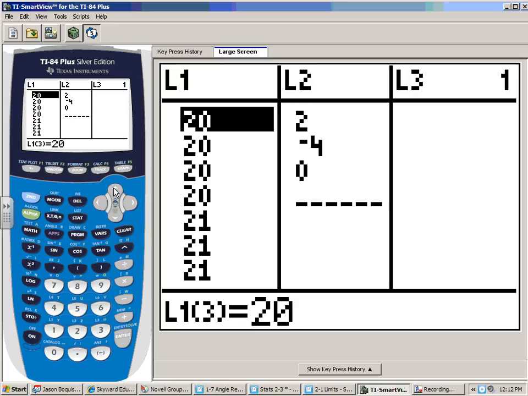Oh yeah, actually the Inspire, if you guys have the old keypad in there, will work the same. The new keypad, not so much.